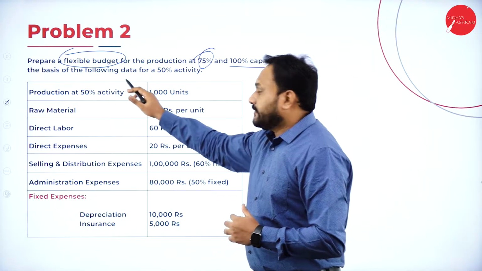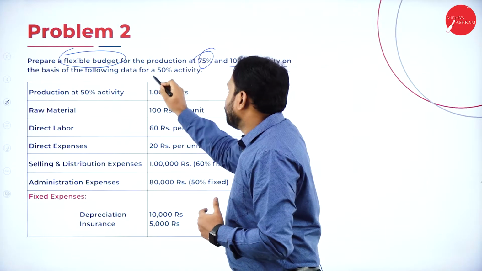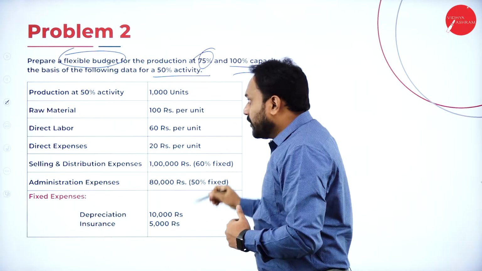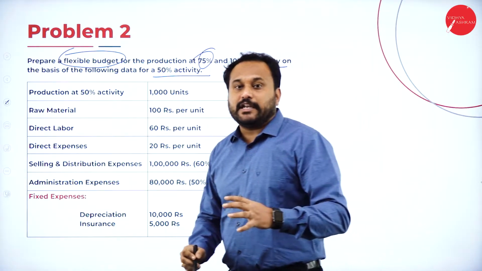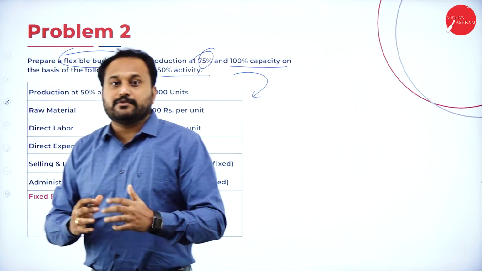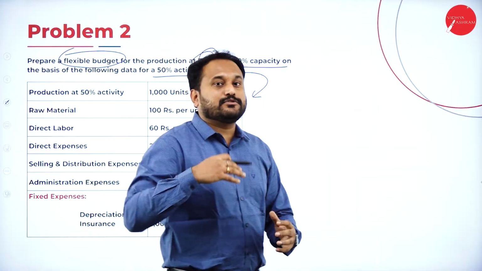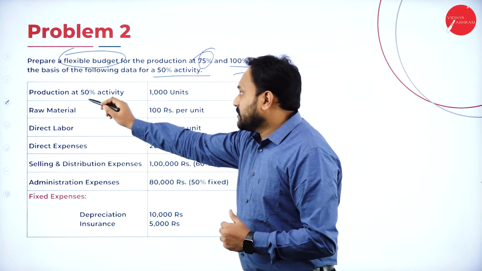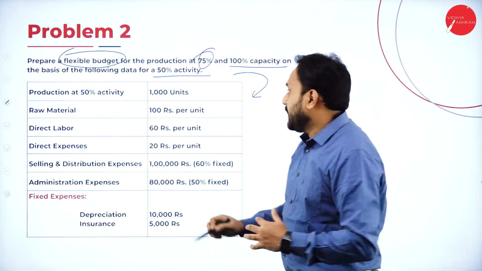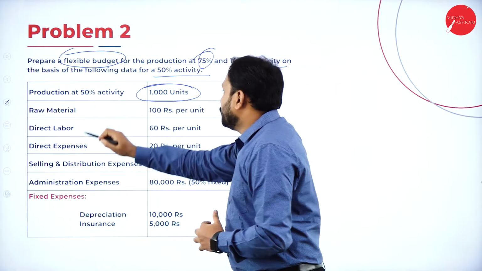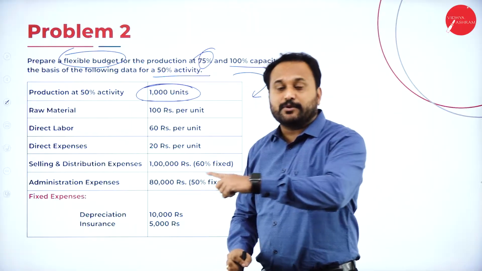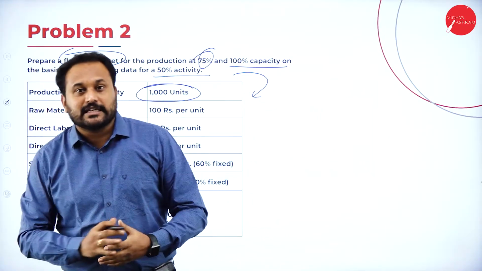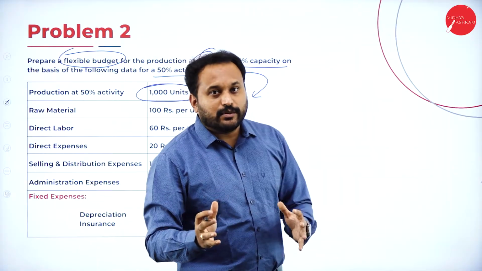Now on the basis of the following data for 50% activity, that means whatever they have given here, this is for 50% activity. Now through that we are supposed to analyze and then calculate for 75% and 100%. Now production at 50% activity is 1000 units. Students, in the first problem we had production for 5,000 units. Now they're asking us for 1,000 units.